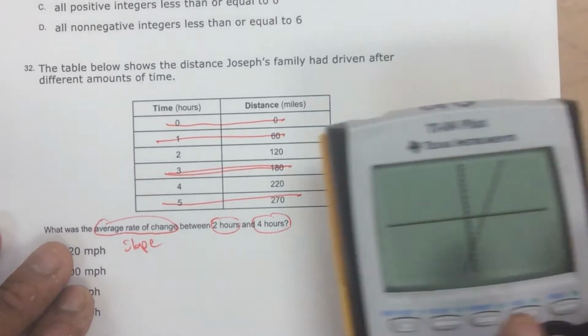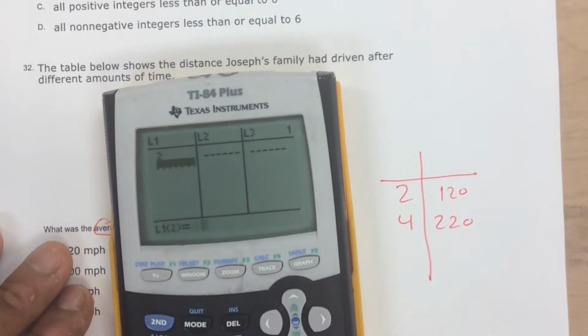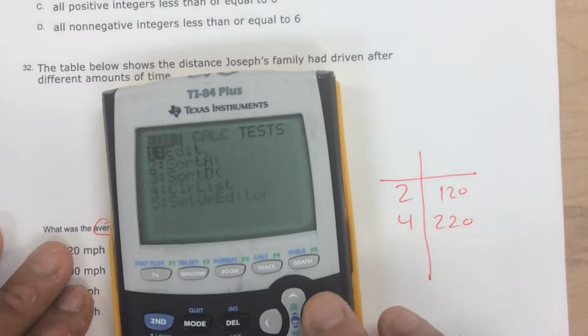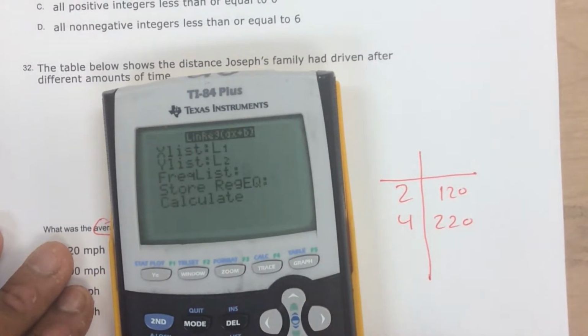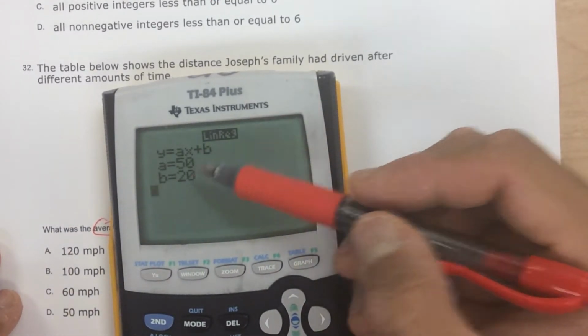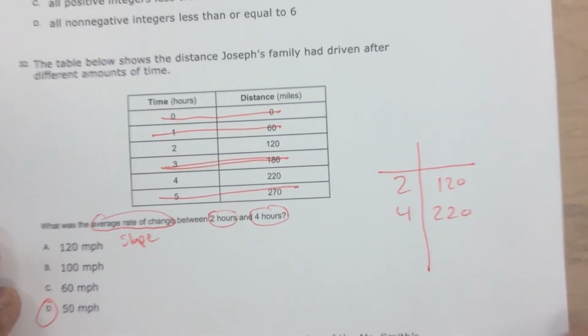So using my calculator, I'm going to go to Stat, Edit, and type those numbers in: 2, 4, 120, 220. Go to Stat, Calculate, option number 4, enter, enter, enter, and we're looking for the slope. So the slope is 50. So my answer is D. Okay?